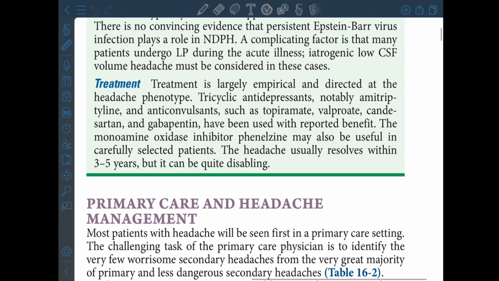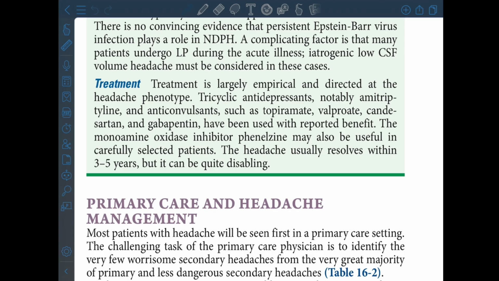Treatment. Treatment is largely empirical and directed at the headache phenotype. Tricyclic antidepressants, notably amitriptyline, and anticonvulsants such as topiramate, valproate, candistatin, and gabapentin have been used with reported benefit. The monoamine oxidase inhibitors may also be useful in carefully selected patients. The headache usually resolves within 3 to 5 years, but it can be quite disabling.